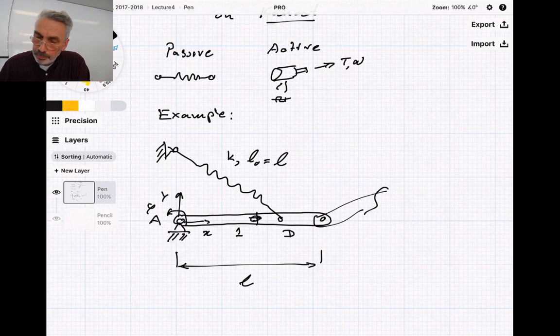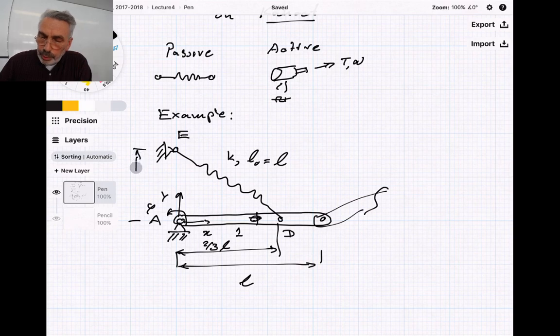Now, where is the spring connected? Point D is at the distance of 2/3 L. And the point above, which is E from echo, the height for that one is L/2.